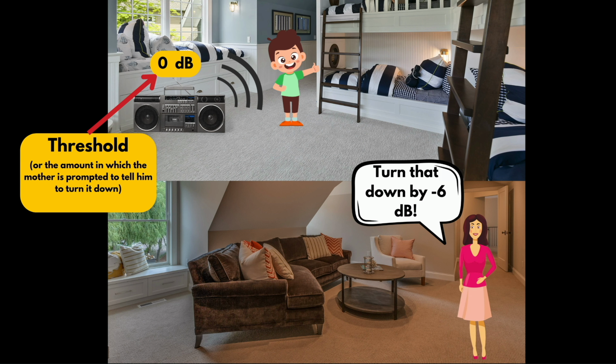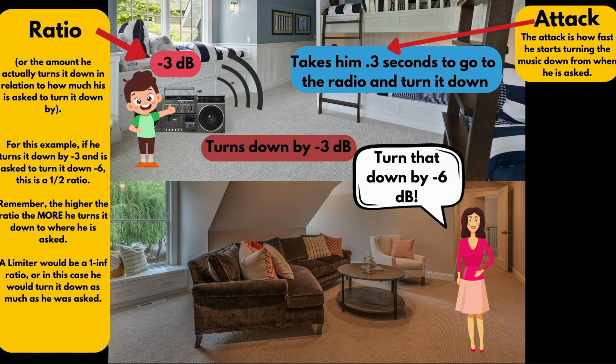So the threshold is the amount at which his mother tells him to turn it back down. Once it gets to a certain amount, that's when she says, okay, this is too loud, you need to turn it down. In this example, that's 0 dB. That's known as the threshold, or the amount at which the mother is prompted to tell him to turn it down. The ratio is the amount that he turns it down in relation to how much he is asked to turn it down by his mom.